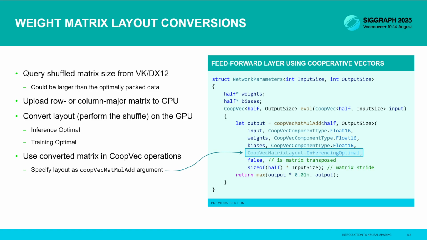The first step in the layout conversion process is to query the size of the converted matrix from the driver. In some cases, the optimal matrix layout takes more memory than the row or column major layout with optimal packing. Then the source matrix data needs to be uploaded to the GPU, and the conversion is performed on the GPU in a command list or command buffer. There are two optimal layouts, inference optimal and training optimal, and they can be used in matrix vector multiplication and outer product operations respectively. The converted matrix is then stored in GPU memory in a buffer and is directly provided to the coopvec functions, along with a parameter specifying the layout.